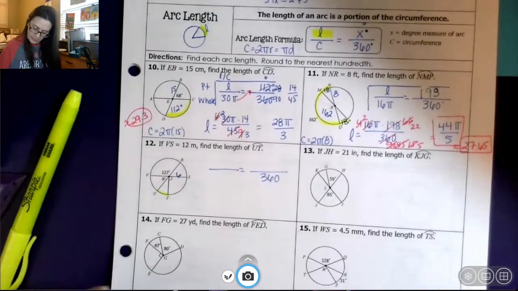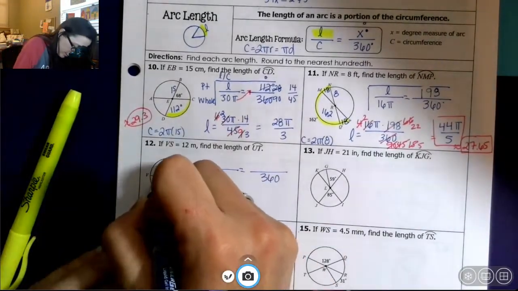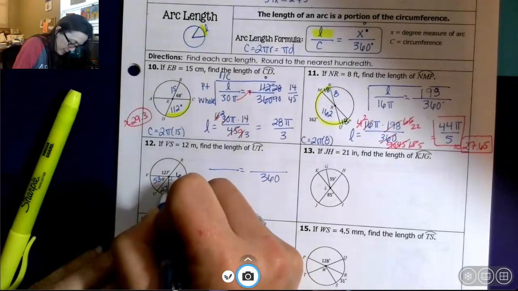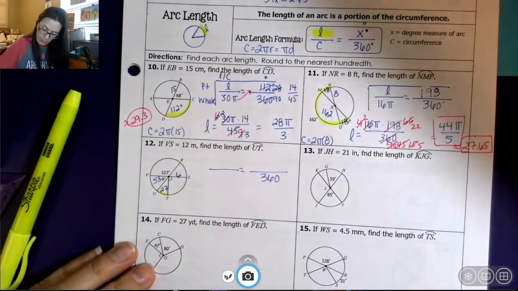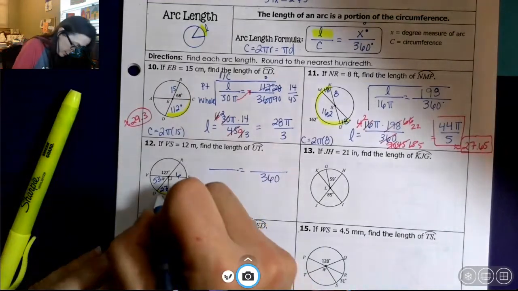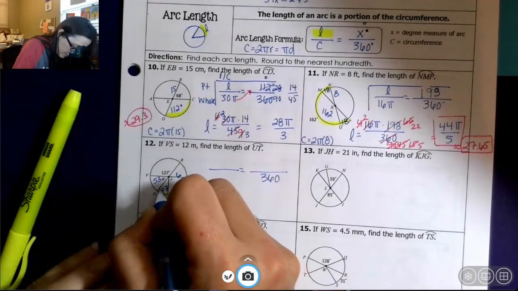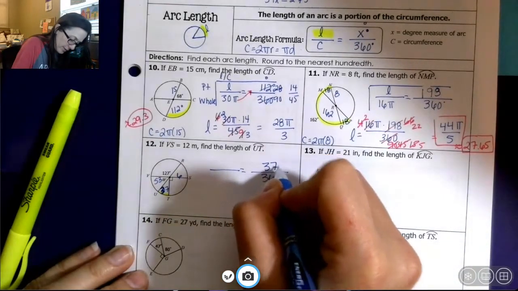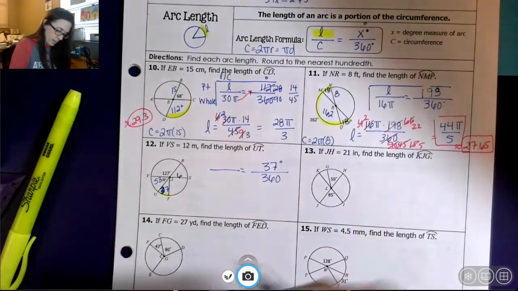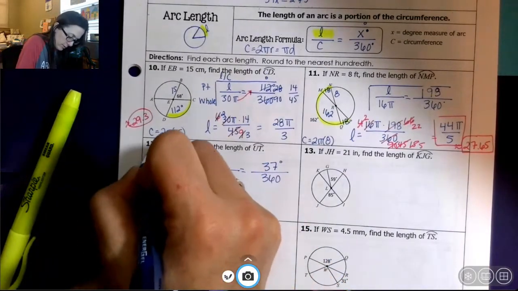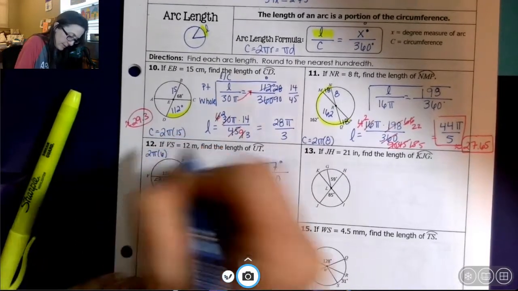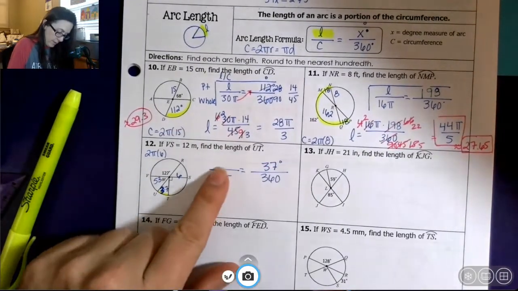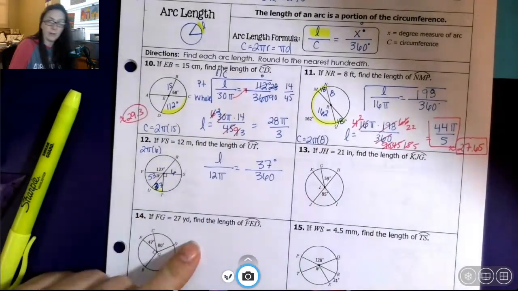Well, if this is 127, I'm going to get 53 here. These are going to be 90, so this is going to be 27. The degree part right here, no, not 27, 37. So the degree part here is 37. 2 pi r, 2 pi 6. My circumference is going to be 12 pi. And the piece that I'm looking for, that's where my variable is.